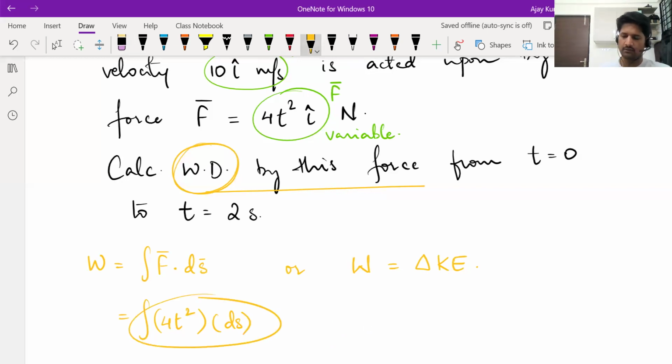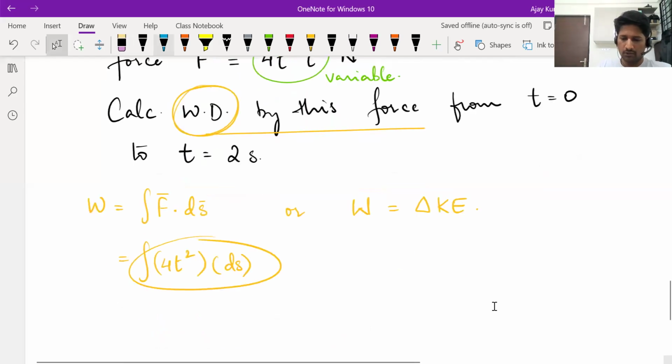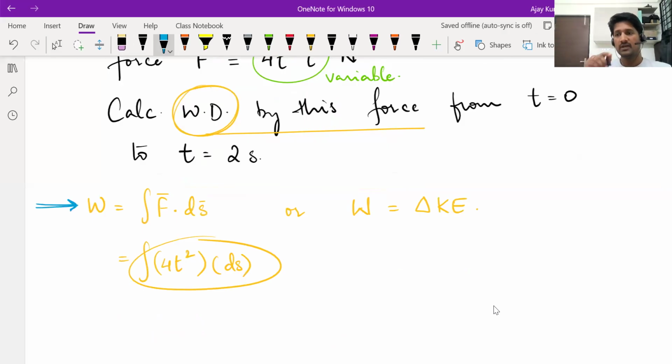Because we'll get stuck here, we won't be able to integrate this. So if you still want to use this formula, W is integral F dot ds, you should first express force in terms of displacement and then substitute. Okay. And I think that is what Pawan has done. Pawan, now tell me the exact steps that you have taken.